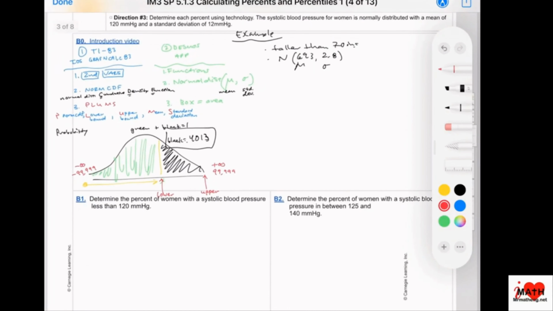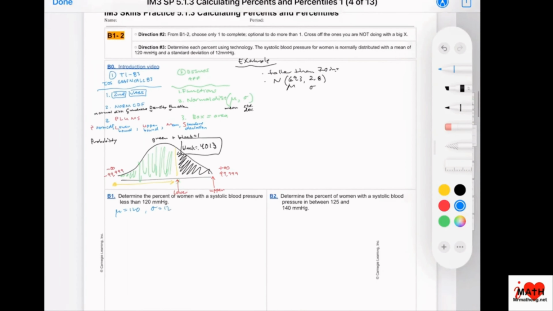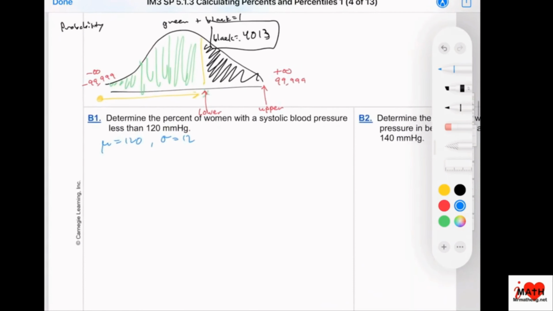All right, let's try B1, and the directions are up there in direction number 3. Determine each percent using technology. The systolic blood pressure for women is normally distributed with a mean of 120. Let's write that down. And a standard deviation of 12. Okay, let's do the same thing we did before. We're going to draw a picture.